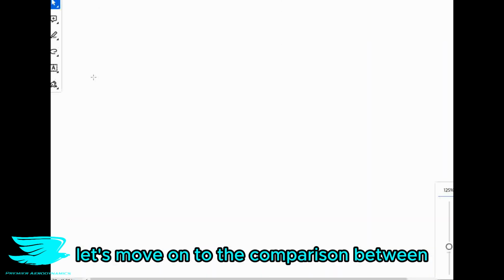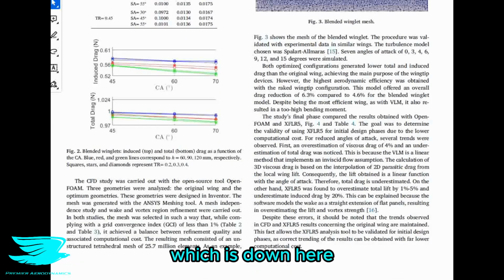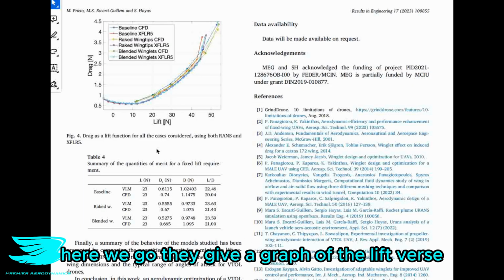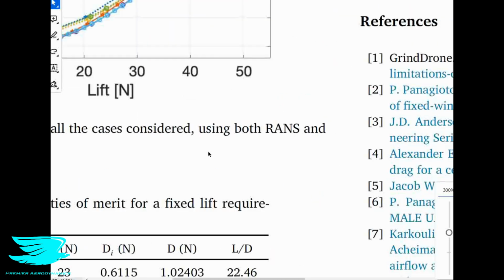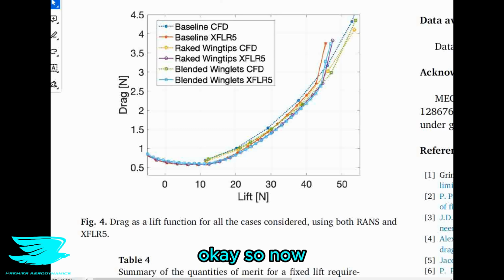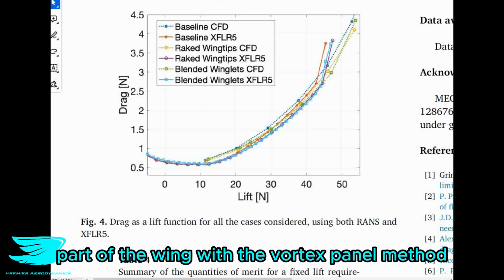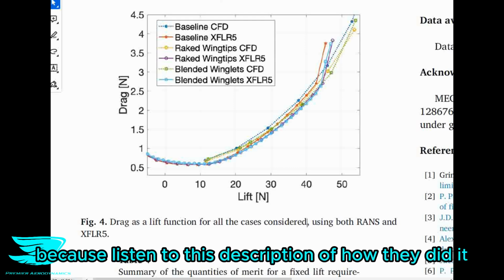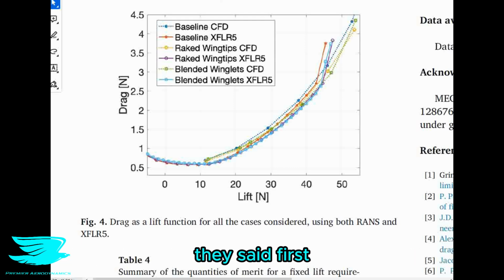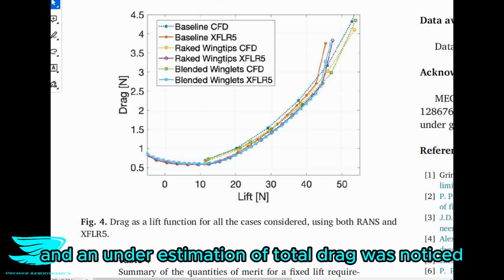Let's move on to the comparison between Navier Stokes CFD simulations and Vortex panel method simulations. So in figure 4, which is down here, here we go, they give a graph of the lift versus drag production. So let's zoom out a little bit here so we can see better. Okay, so now they did make an attempt to calculate the viscous drag part of the wing with the vortex panel method, and this is inherently erroneous because listen to the description of how they did it. They said, first an overestimation of viscous drag of 4% and an underestimation of total drag was noticed.